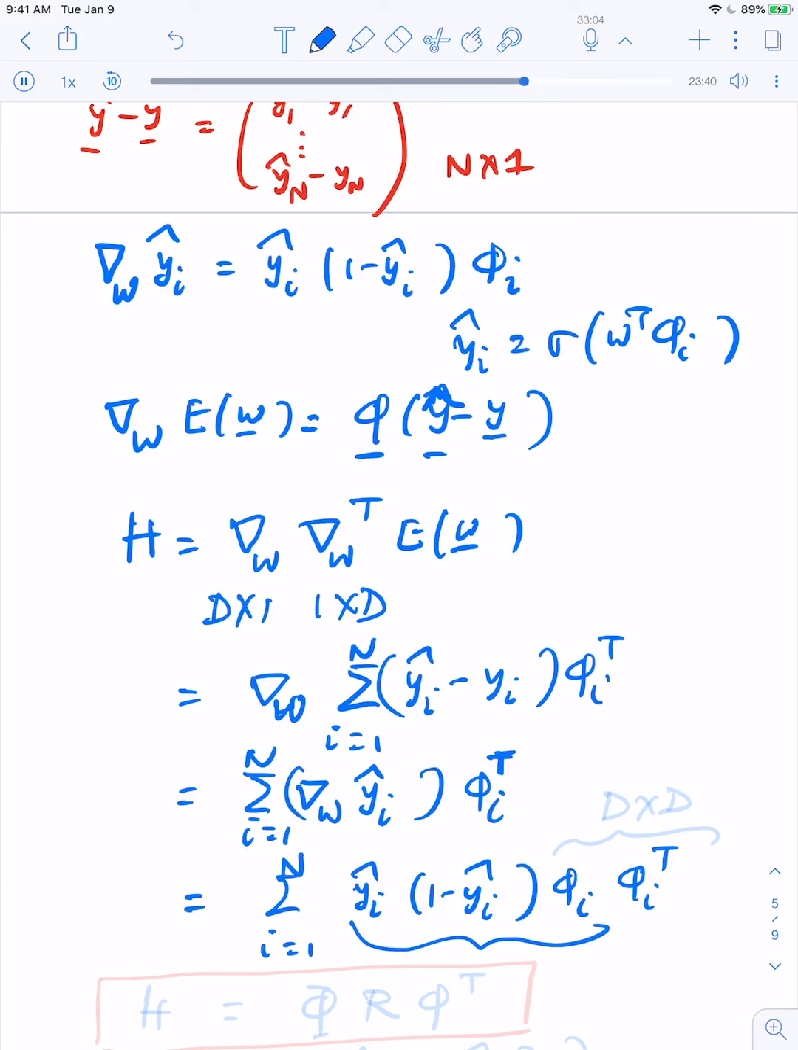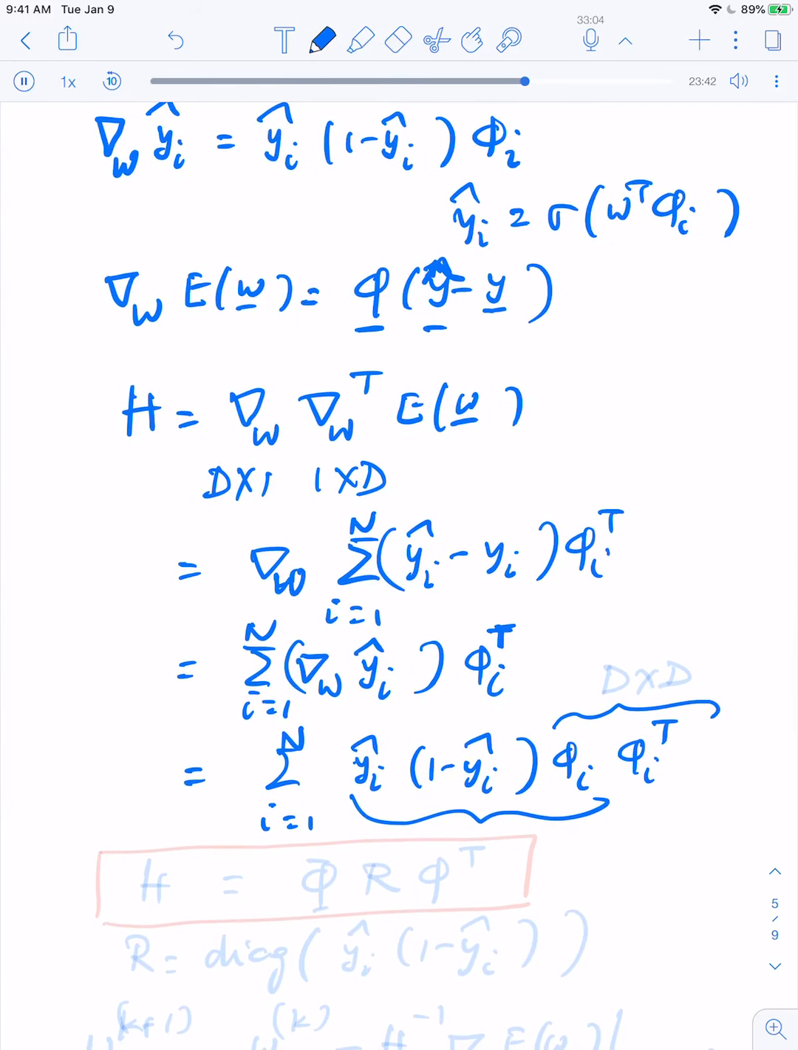So I have del W yi hat is this guy, and then I have the phi transpose term there. So basically, each of these guys, phi is d cross 1, this is 1 cross d. Each of these guys is giving me a d cross d outer product matrix, and I'm weighing them differently depending on how far yi hat is from 0 and 1, right? So basically, the closer yi hat is to 0 or 1, the closer this is to 0, and the closer this is to half, that's sort of the maximum point. And when this is close to half and you have no certainty about it, then this goes to 1/4.